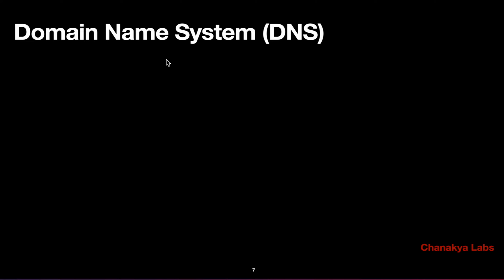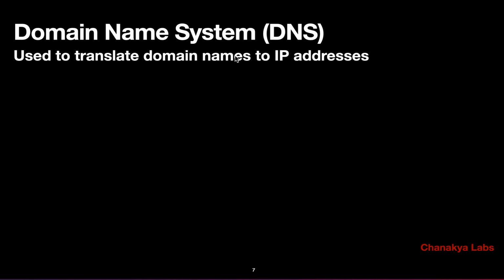So DNS is basically a short form for something called domain name system. Now what is this domain name system? This is used to translate domain names to IP addresses, which is what I was saying earlier, right? That IP addresses are the real addresses using which we can reach computers. But for our simplicity, we converted those to human readable domain names.